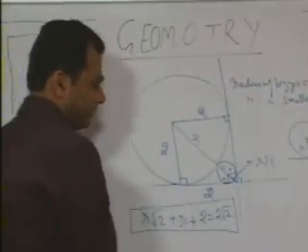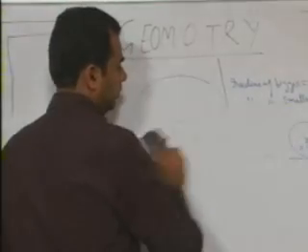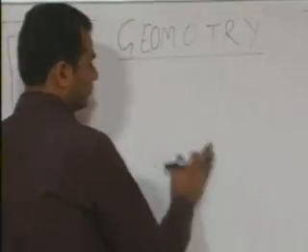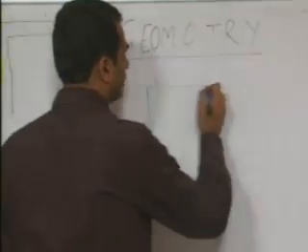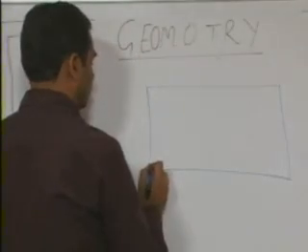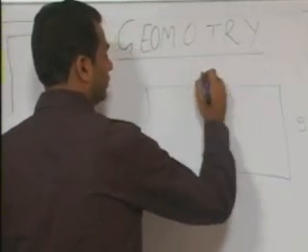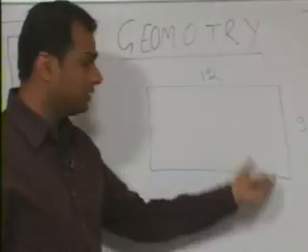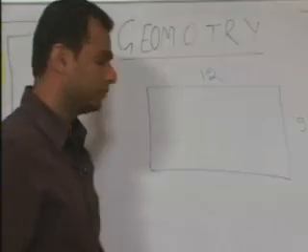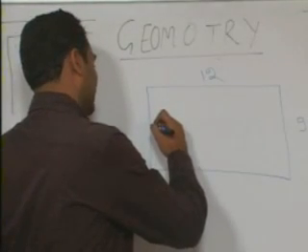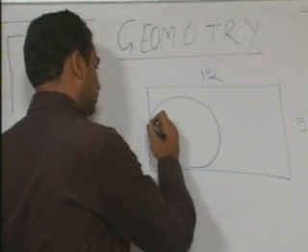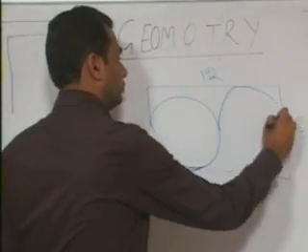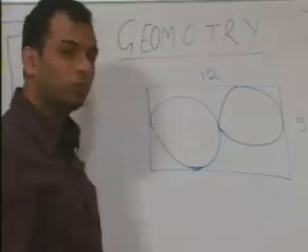Let's take another example here. This is a rectangle of dimension 9 by 12. Length is 12 and the width is 9 here. Let's say I draw two circles inside this rectangle.